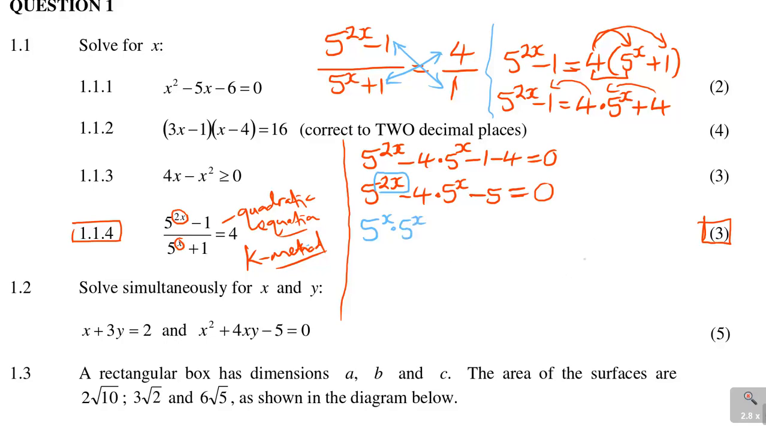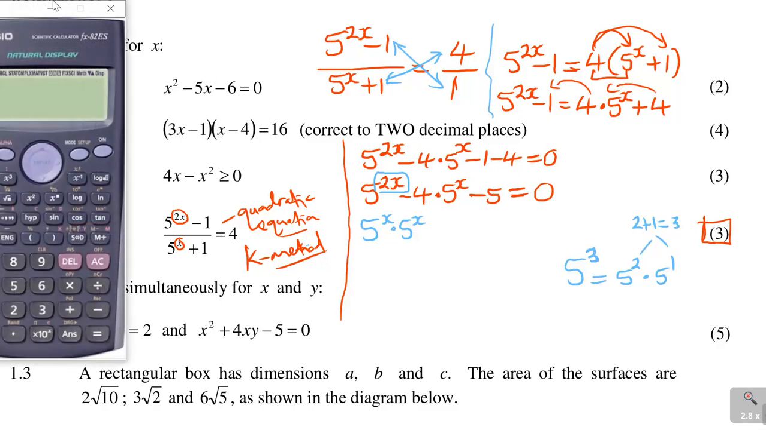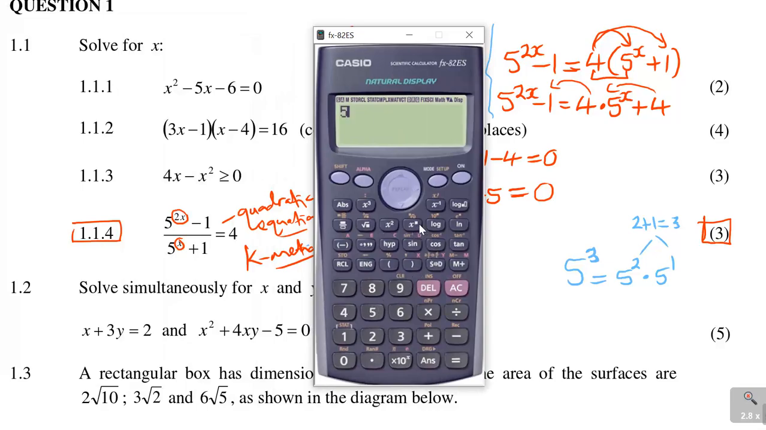If I say to you 5 to the power 3, just a number 3 so that we can use a calculator, this 5 to the power 3 is the same as saying 5 to the power 2 times 5 to the power 1, because if you add 2 plus 1, you get 3. You can test it with the calculator: 5 cubed, 5 to the power 3 is 125. Then if you say 5 squared times 5 to the power 1, see, 125. So it's the same thing.